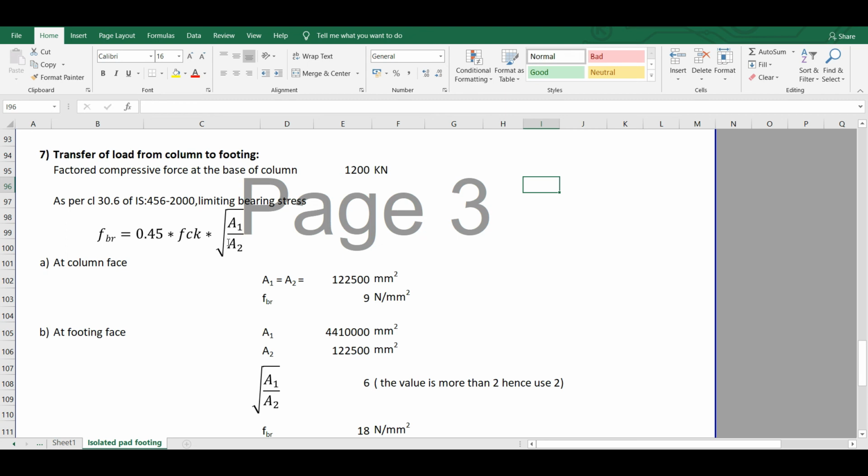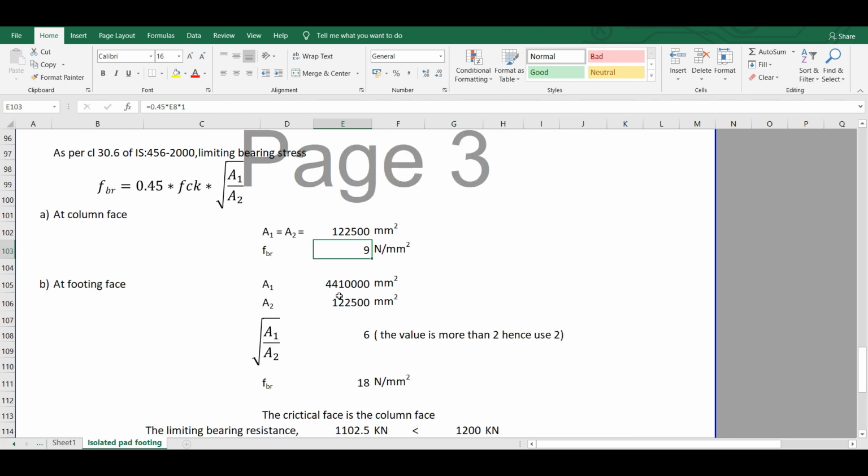Now at the column face, A1 is equal to A2, which is equal to the area of the column. The area of the column is 350 by 350 mm square, so it is 122,500. In the bearing stress formula, 0.45 fck is 9 Newton per mm square, multiplied by square root of A1 by A2. Here A1 by A2 will be 1, because at the column face A1 will be equal to A2. So the bearing stress is 9 Newton per mm square.